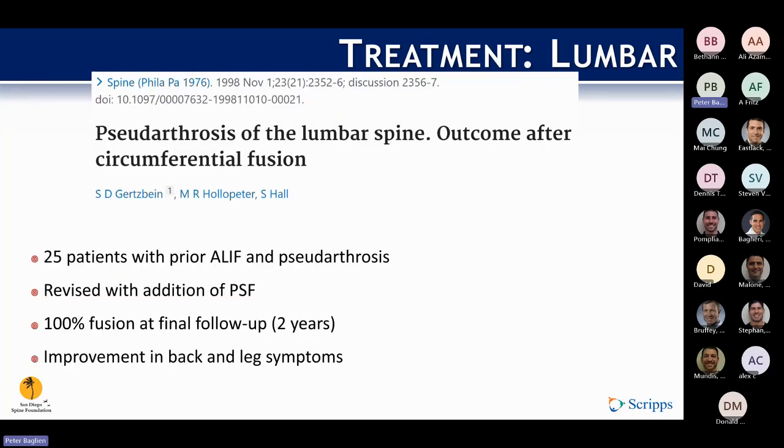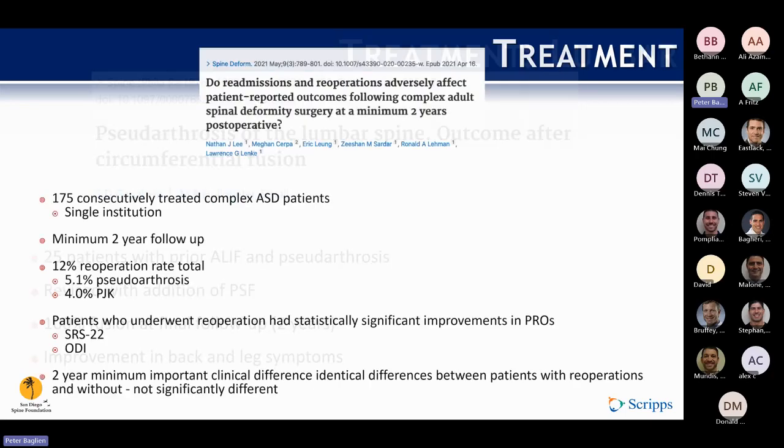So if you take an ALIF and you fuse it circumferentially with a posterior spinal fusion, these patients also seem to do well. In this small cohort of patients, they found 100% fusion rate at 2 years following circumferential fusion after isolated ALIF. These patients also had improvement in back and leg symptoms.